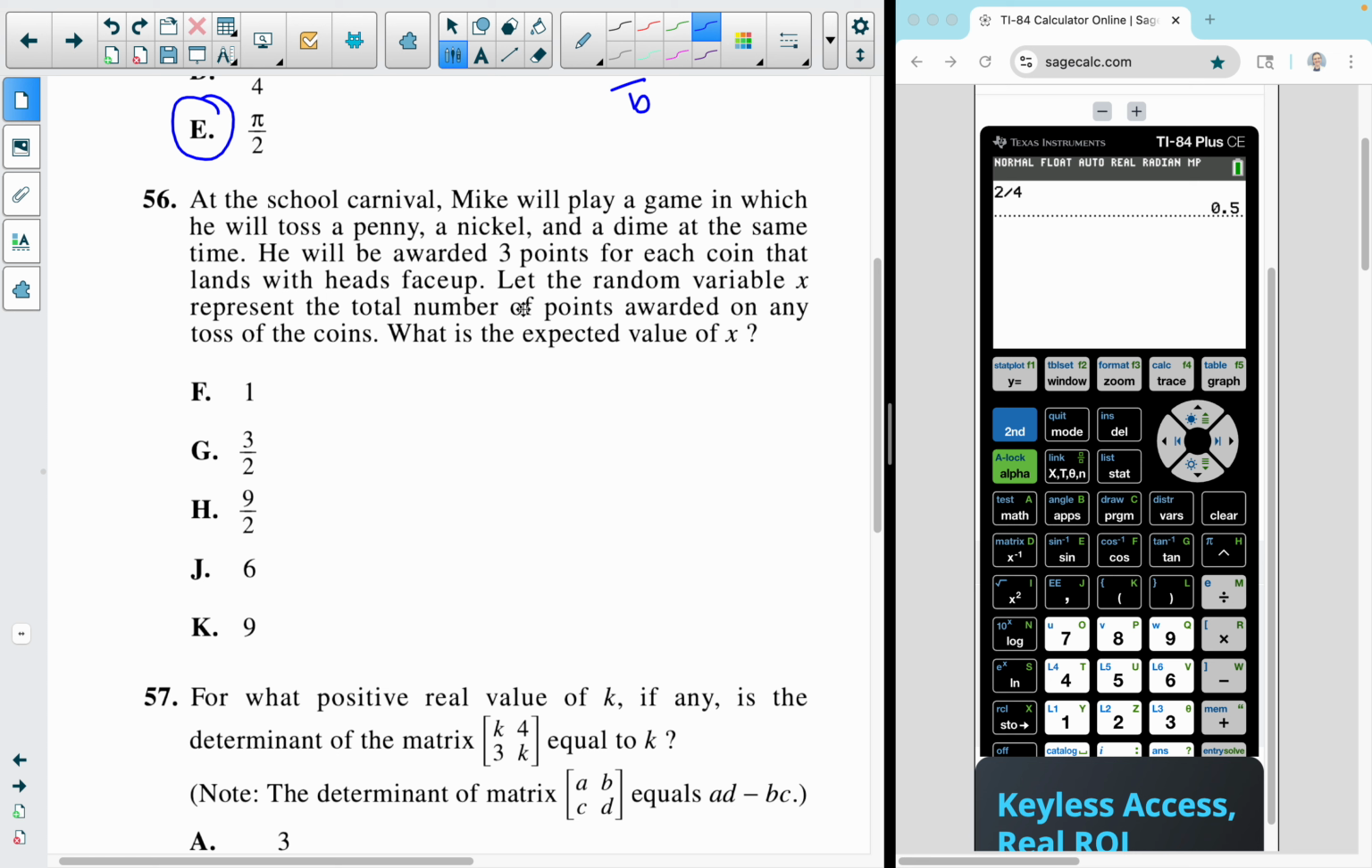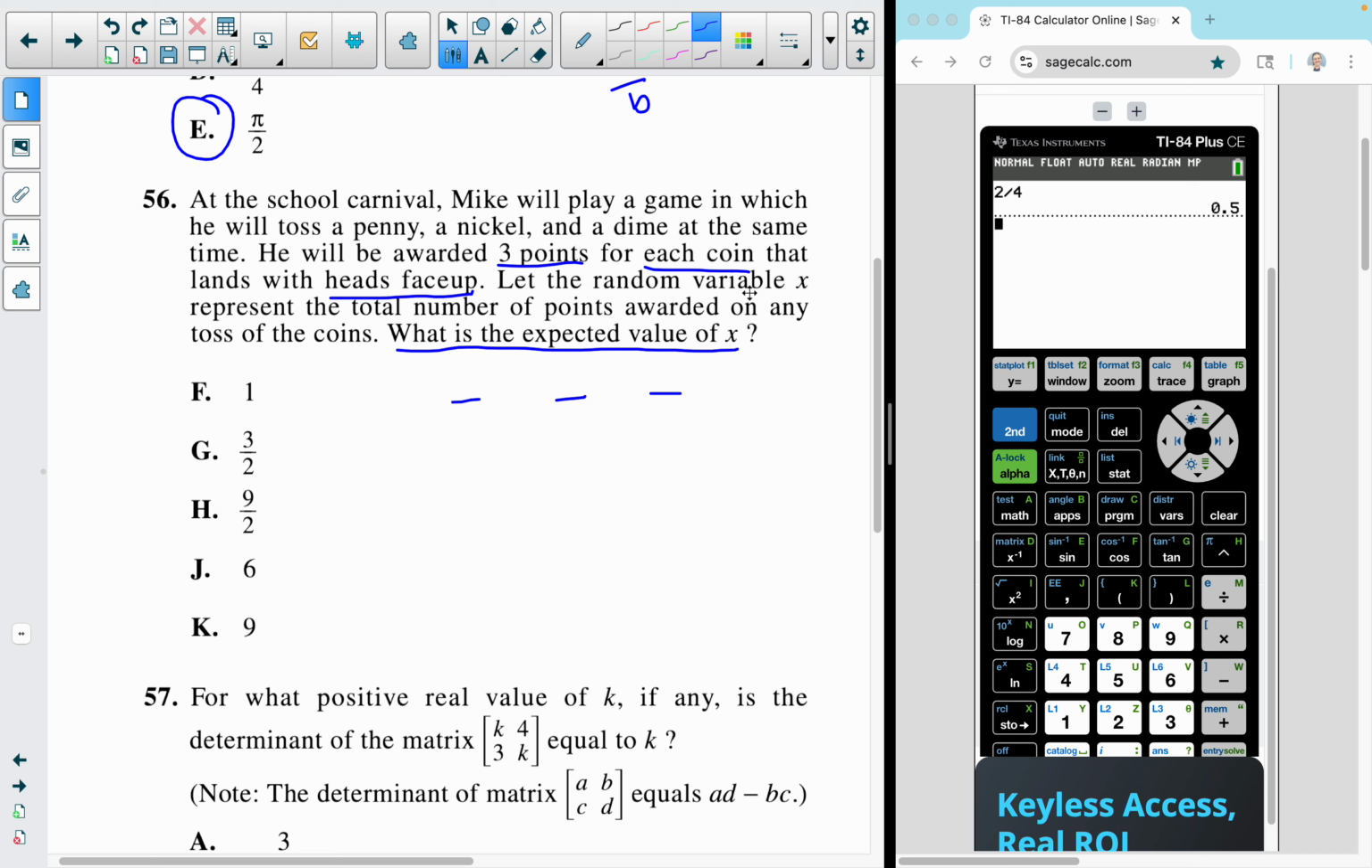56, looking at the question, what is the expected value of x? Okay. So at the school carnival, Mike will play a game in which he will toss a penny, a nickel, and a dime at the same time. He will be awarded 3 points for each coin that lands with heads face up. So stopping right there, the fact that it's a penny, a nickel, and a dime means nothing. You just have 3 coins. So 1, 2, 3 coins. He will get points if it's heads face up.